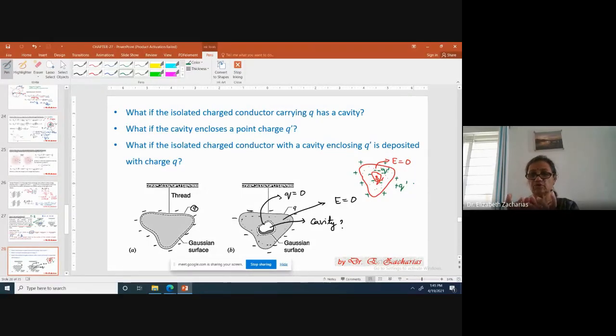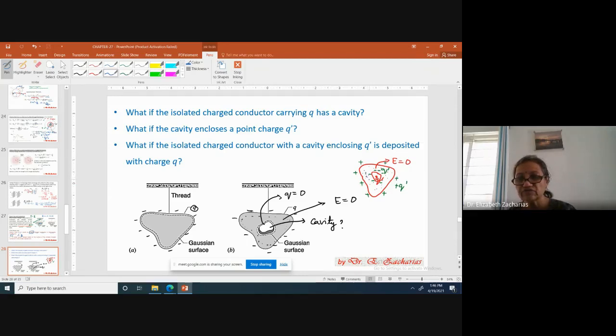The body of the conductor is neutral, but it has charges. So to make the inside of this body E equal to 0, some electrons from the metal will flow and sit on the inner surface. How much charge will sit? Minus Q prime will sit. And if minus Q prime sits on the inner surface, plus Q prime will be sitting on the outer surface. So now you use your Gauss law and see.